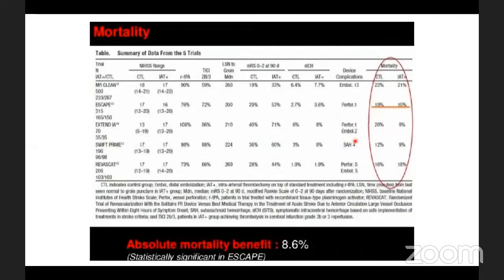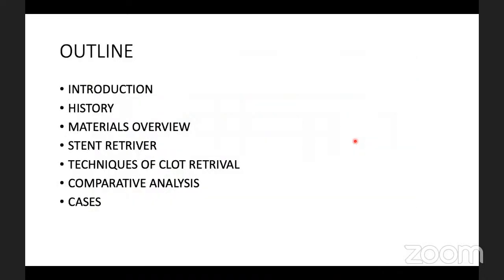Considering all these factors, the ASA has now given level 1A evidence to mechanical thrombectomy in large vessel occlusions, with a number needed to treat as low as 1.8 to 2, which is the best amongst all the interventions done on the human body. So this will be the outline of the presentation today.